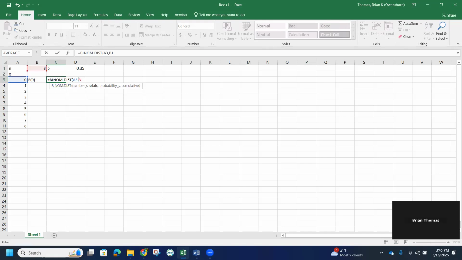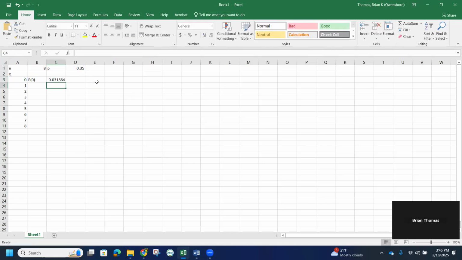Now what I want though is I want this B1 to be locked in. So dollar signs lock in the B1 so it doesn't change. So if I put a dollar sign before the B and a dollar sign before the 1, it'll lock that in. So the 8 stays in the problem. The probability of 0.35, we don't want that to change either. So that's going to come from D1. But again, I want dollar signs here. So a dollar sign will fix that. It won't change. And then we do not want this to be cumulative, so we say false here, so it won't add.